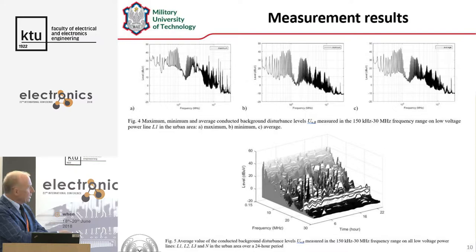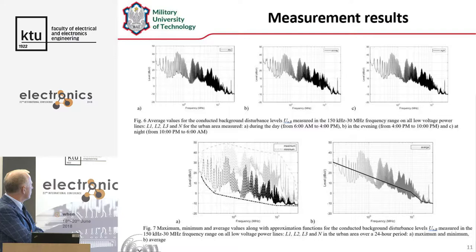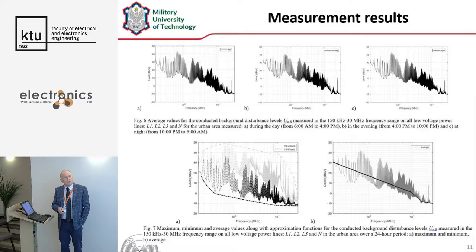You can see that it is a three-dimensional 3D picture, representing the average level. I have measured the average levels during different times of the day. Here are presented the average values for conducted background disturbance levels in this frequency bandwidth over these lines, so these average levels during the day from 6 o'clock a.m. to 4 o'clock p.m., during the morning and during the night.